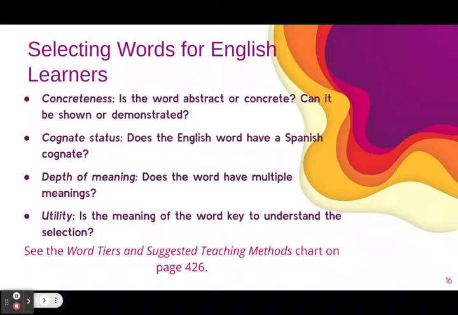Utility. Is the meaning of the word key to the understanding of the selection? Remember that those tier 2 words we're thinking about, okay, these are new words and they're so important to comprehension. Same thing here. What words does the student need to absolutely know to understand what they're reading? So there's a great word tier suggestion list on page 426 of your text.